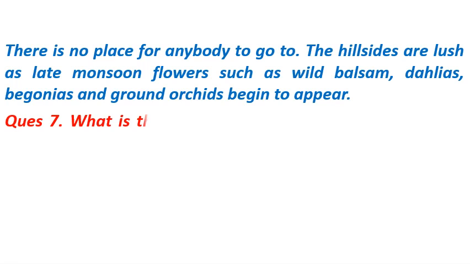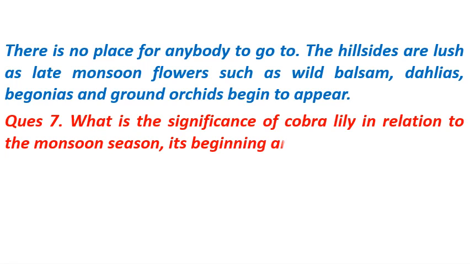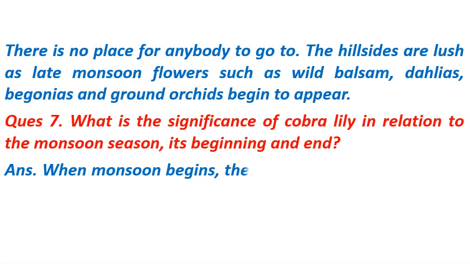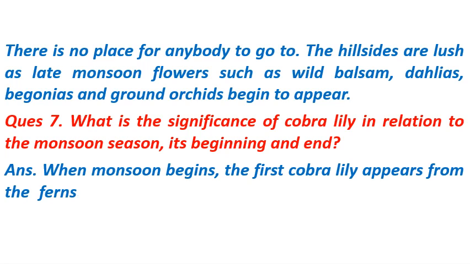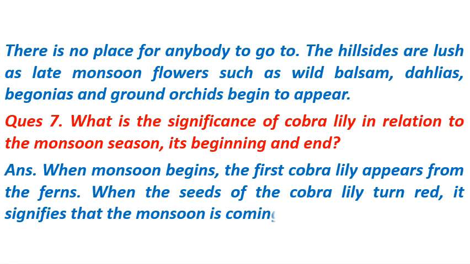Question number 7 is, what is the significance of cobra lily in relation to the monsoon season, its beginning and end? The answer of the question is, when monsoon begins, the first cobra lily appears from the ferns. When the seeds of the cobra lily turn red, it signifies that the monsoon is coming to an end.